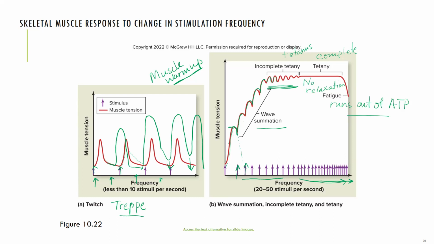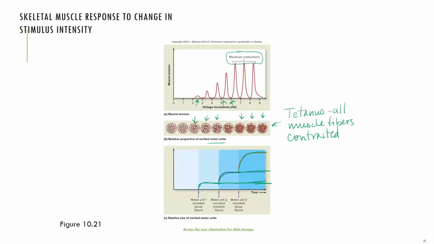Okay, so the things I need you to remember mostly with wave summation is that I get a wave summation with the change in stimulus frequency. And then I get multiple motor unit summation when I get a change in stimulus intensity. So that would be strength or weight.